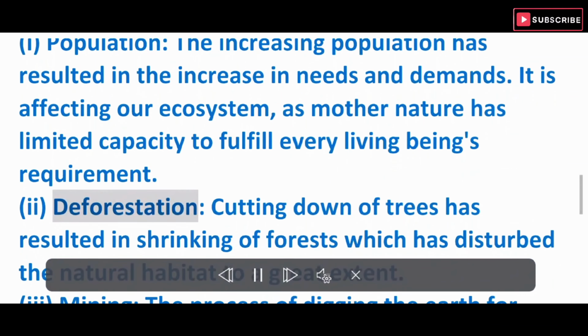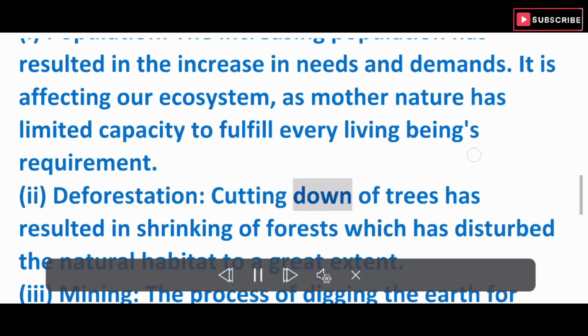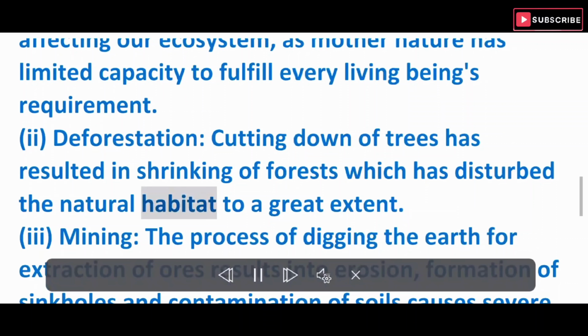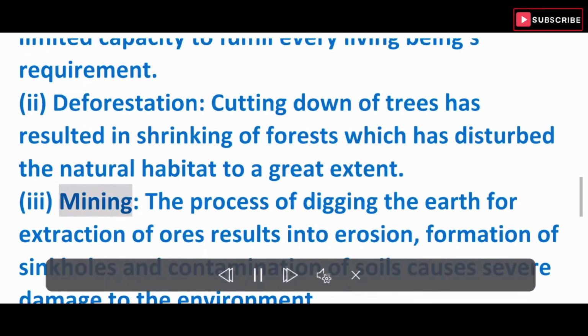II. Deforestation. Cutting down of trees has resulted in shrinking of forests, which has disturbed the natural habitat to a great extent. III. Mining. The process of digging the earth for extraction of ores results into erosion, formation of sinkholes, and contamination of soils causes severe damage to the environment.